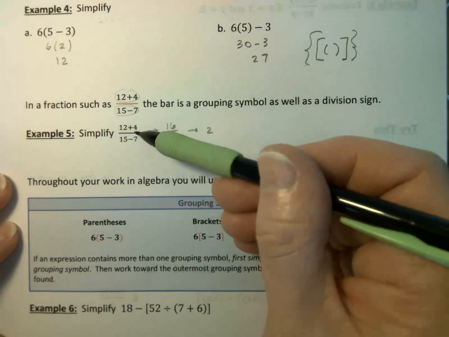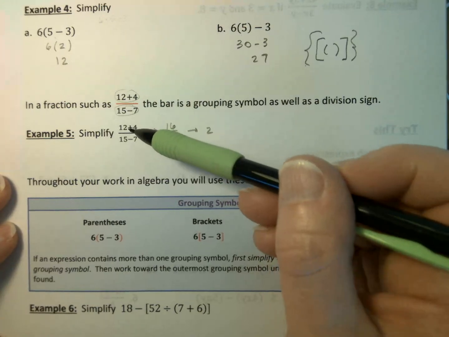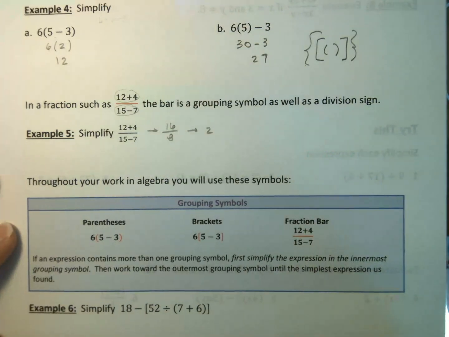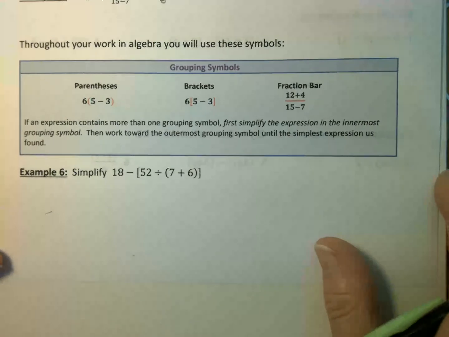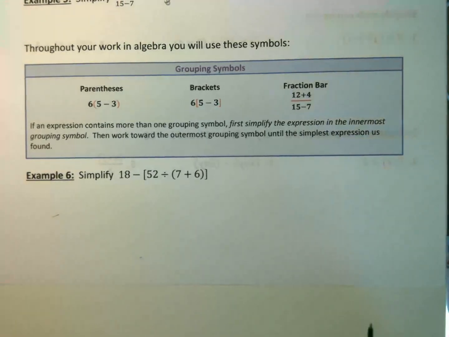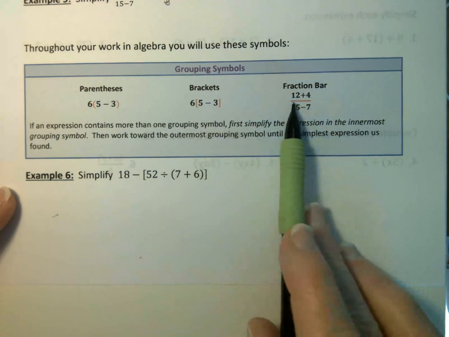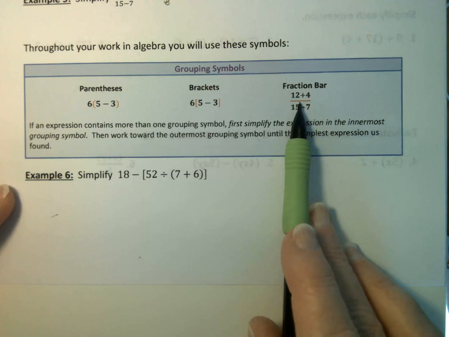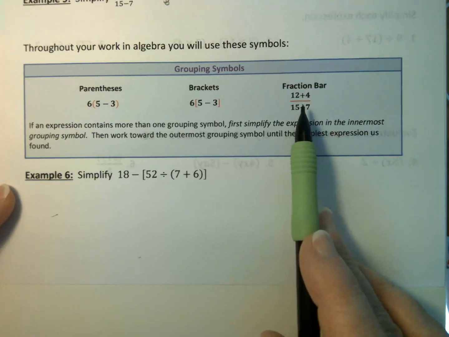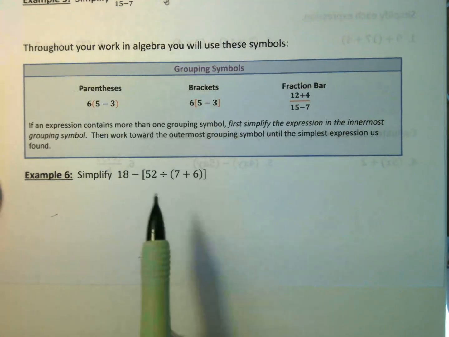Okay, so this counts as a grouping symbol as well, and basically the way it works is the numerator has to be simplified completely, the denominator has to be simplified completely before you're able to do anything that crosses that bar. Throughout your work in algebra, you will use these symbols. So these are parentheses, these are brackets, this is a fraction bar. You'll also see braces. We use braces as a grouping symbol. We also use braces to indicate a set of numbers. So that has two different uses.